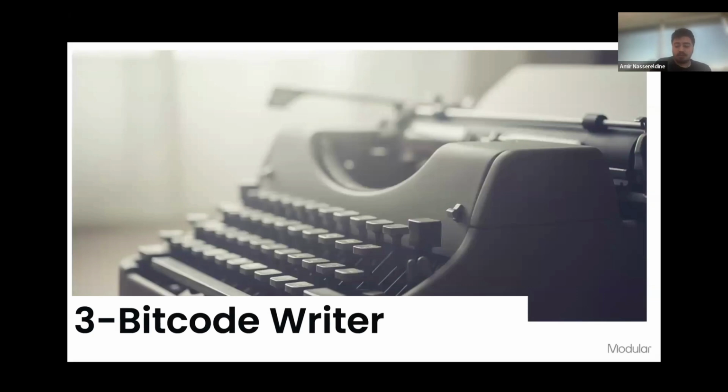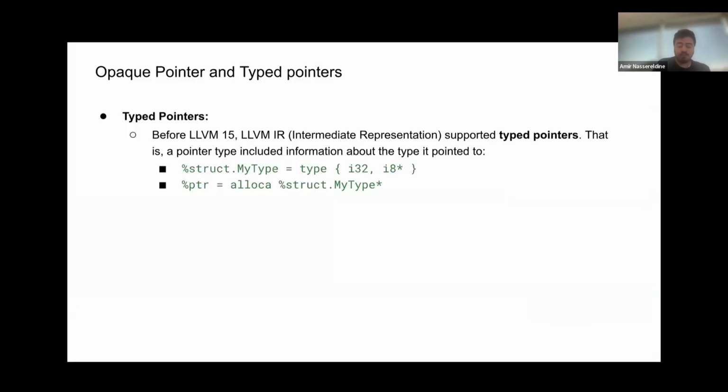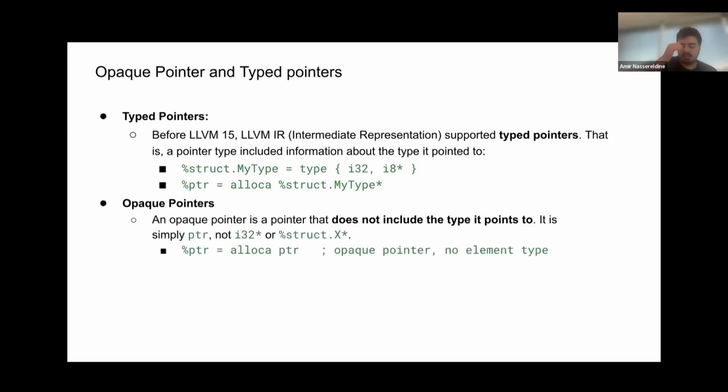Another thing I mentioned is requiring a bitcode writer. Why do we need this? I'm not sure how familiar everyone is with this, but in LLVM, before LLVM 15, there was something called type pointers, which was basically each pointer had the type information in it. But in later versions, in LLVM 15, we had opaque pointers, where a pointer is just a pointer, and everyone that accesses the pointer knows the type of the pointer. So we don't have to include the type information.